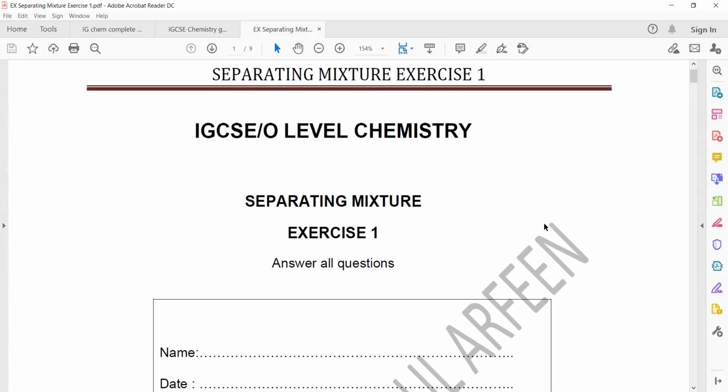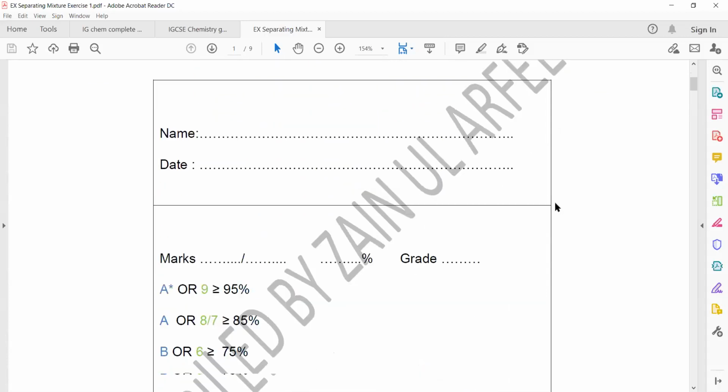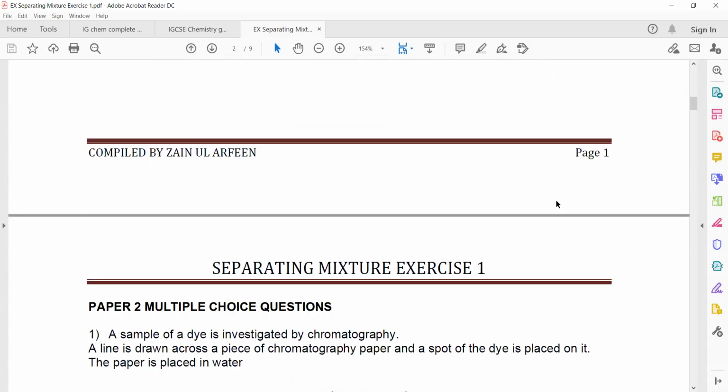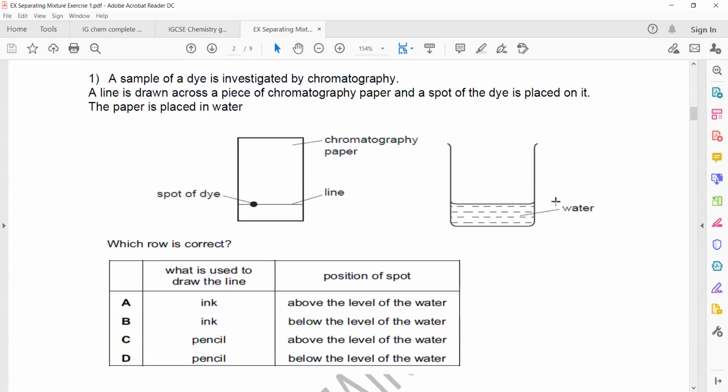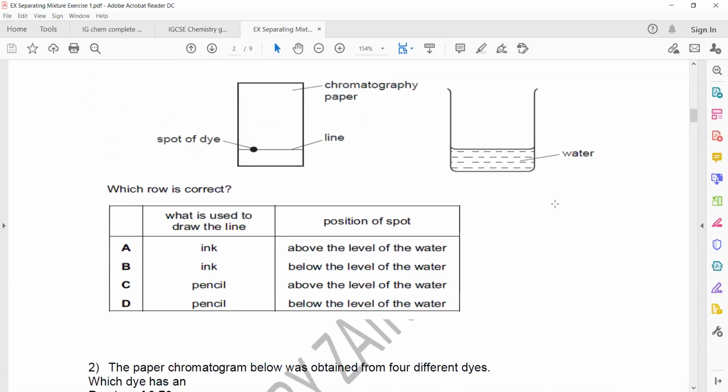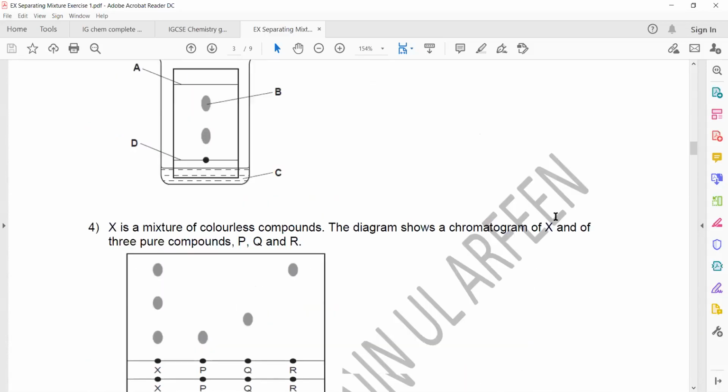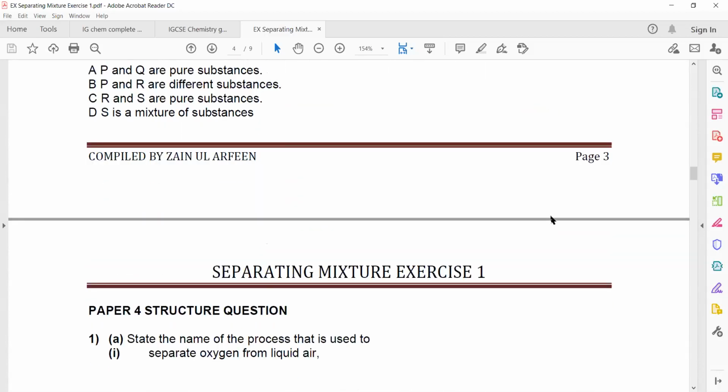Exercise: separating mixtures. I will discuss the question because MCQs test your understanding, so it's better you attempt them by yourself.